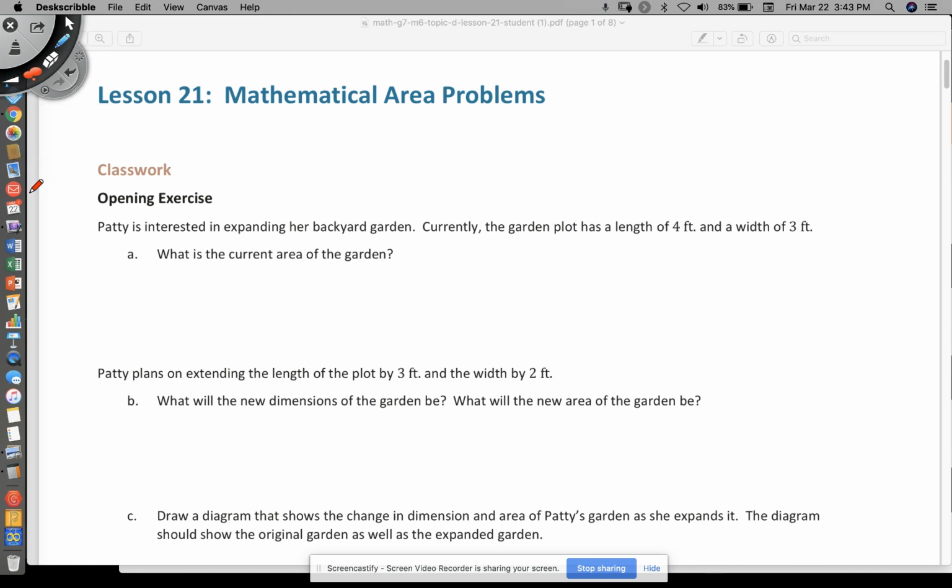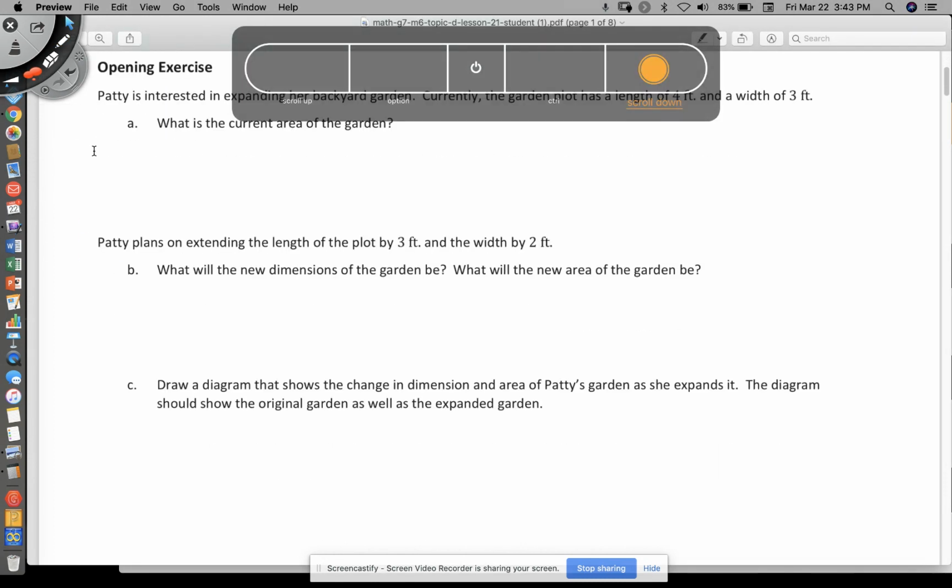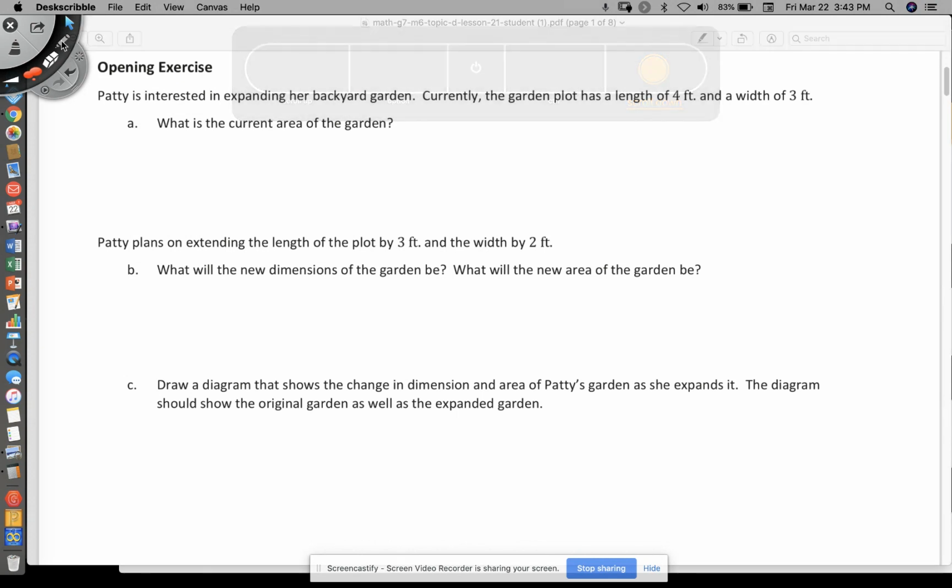All right, this is 7th grade lesson 21 for module 6 on mathematical area problems. So we have a situation here where Patty is interested in expanding her current garden. Currently it's a 4 by 3, so what's her current area? So area equals length times width. So that's going to be 4 times 3, which is 12 feet squared.